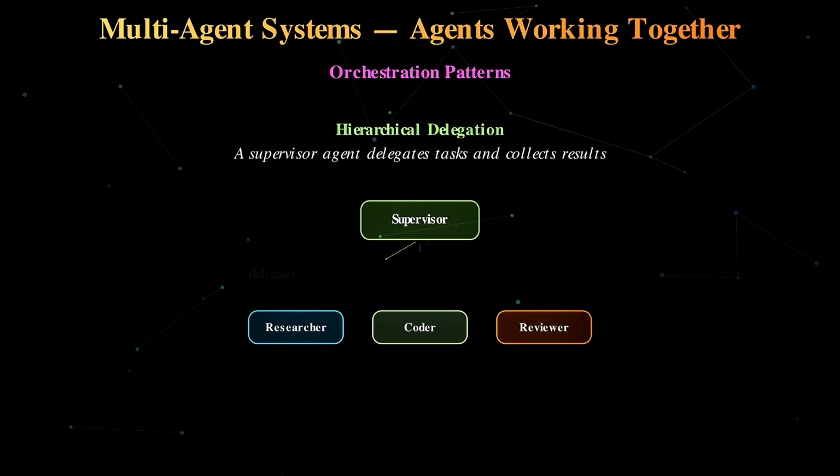Hierarchical delegation. A supervisor agent sits at the top, delegating tasks to specialist agents below. It decides who does what, collects results, and makes final decisions. Think of it like a project manager directing a team.